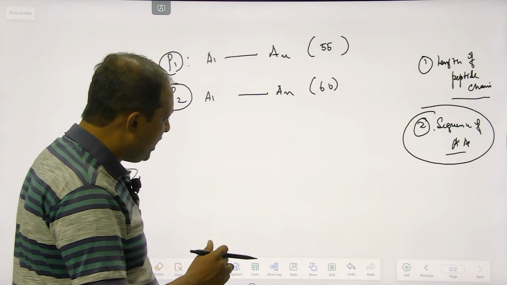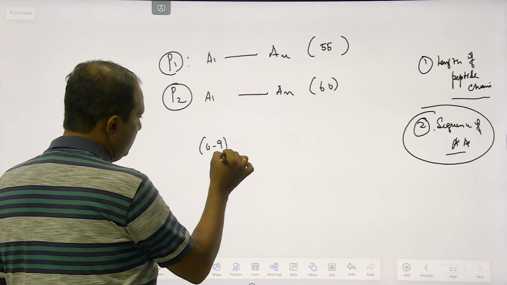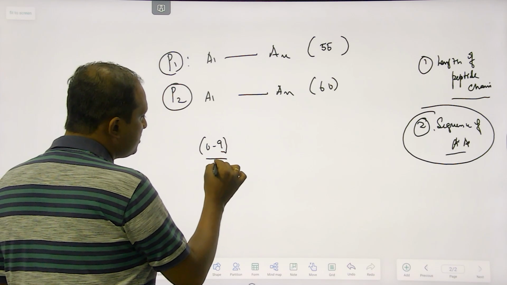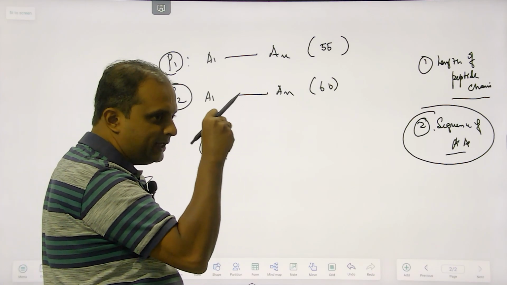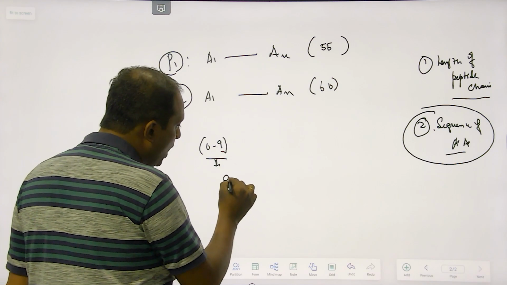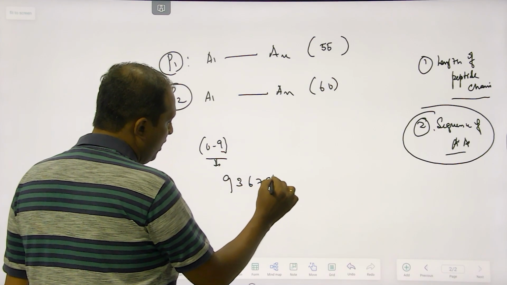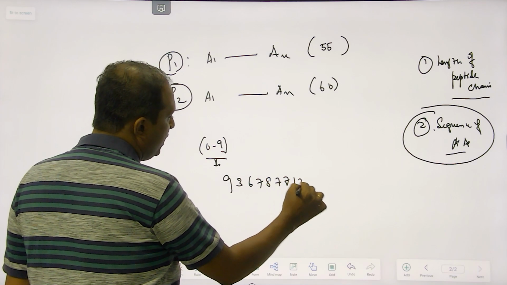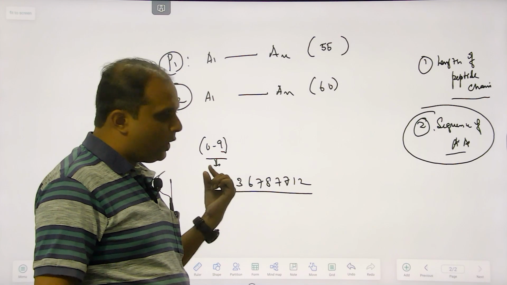So you always say you have digits 0 to 9, okay, and we pick up these digits, say 1, 2, 3, 4, 5, 6, 7, 8, 9. So we have totally 10 digits, and we try to put these in a particular fashion, okay, and we get a mobile number, right? So you have a length and you have a sequence.